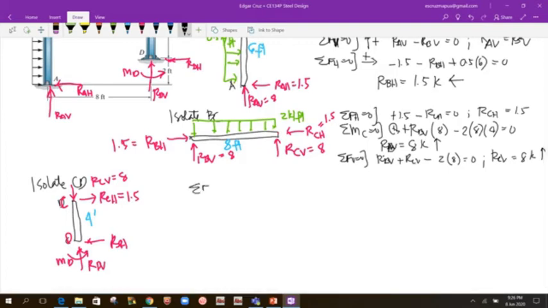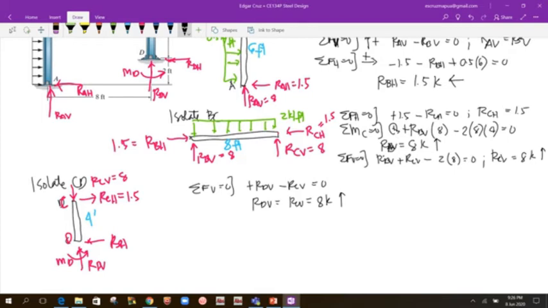summation of forces vertical equal to 0. So diba yung RCV or RDV minus RCV, silang dalawa lang equal to 0. So therefore, RDV is equal to RCV, which is equal to 8 kips. Okay, which is pataas. Okay?